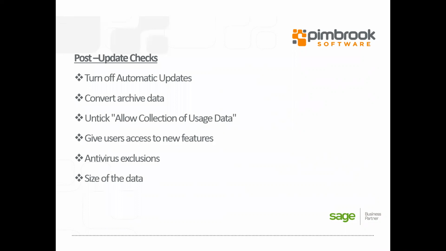Again, I can show you where you turn that off. If you give any new features, so if you're going up through versions, users won't automatically be given access to the new features. So you need to manually go in and give access to any new features on the system, unless they have full access.